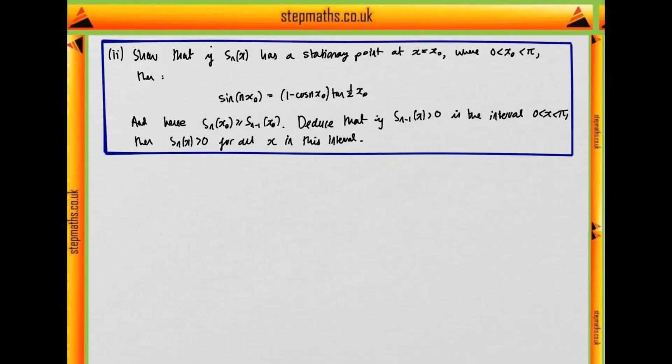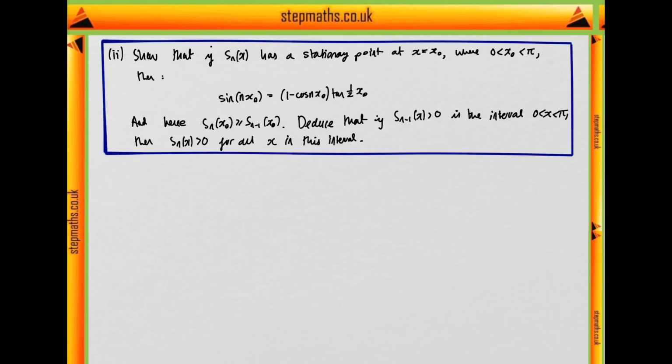In part 2, we are asked to show that if Sn of x has a stationary point at x equals x0, where x0 is between 0 and pi, then this here holds: sine of n x0 is equal to 1 minus cos of n x0, all multiplied by tan of a half x0. We're then asked to show that Sn of x0 is greater than or equal to Sn minus 1 of x0 using this result, and to deduce that if Sn minus 1 of x is greater than 0 in this interval 0 less than x less than pi, then Sn of x is greater than 0 for all x in this interval. Give this a go yourself now, and when you're ready, return to the video.